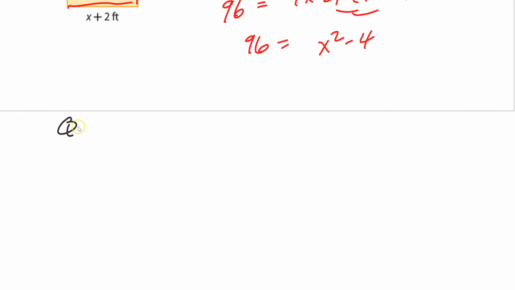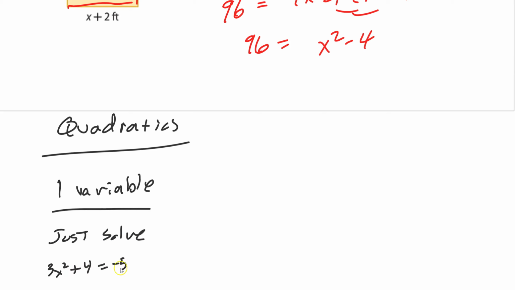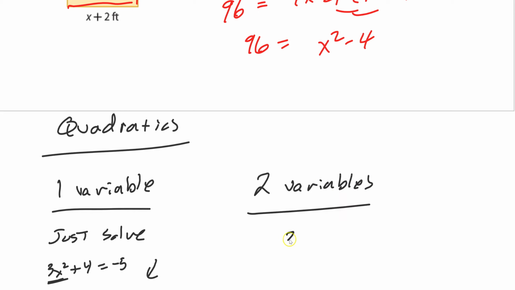So for quadratics, if there's one variable, like we have right here, just solve. That's the easiest way to do it. If I give you something like 3x squared plus 4 equals negative 5, you just solve for x, try to isolate the variable. If there's two variables, like 3x squared plus 2x minus 1 equals 15, then you have to set equal to 0 and factor.